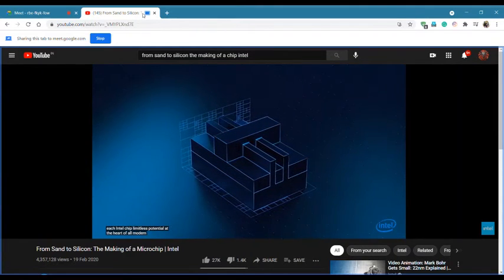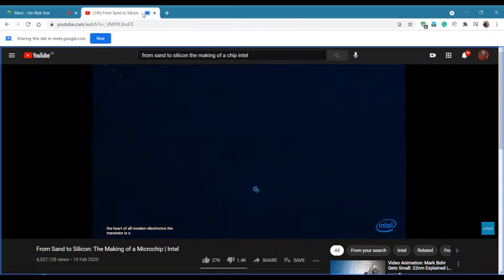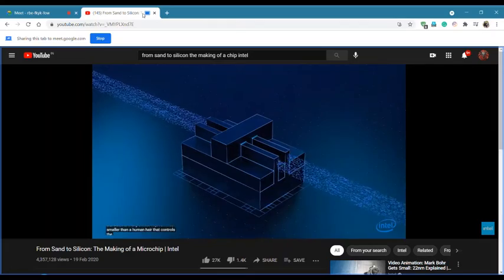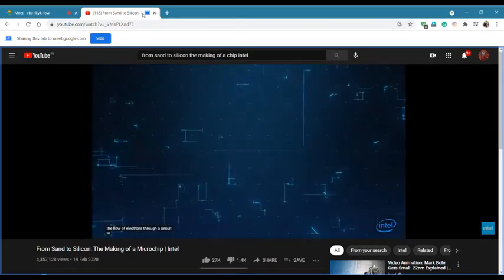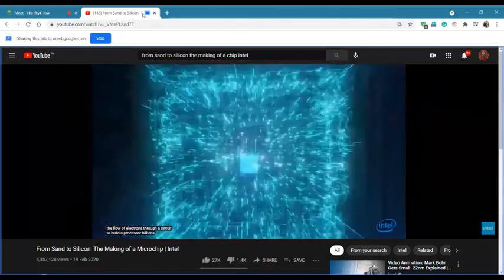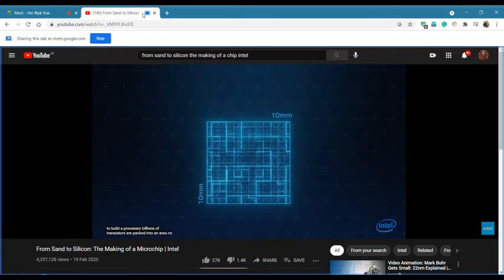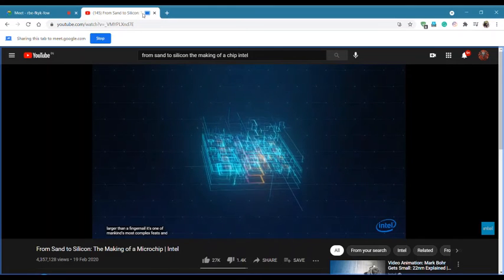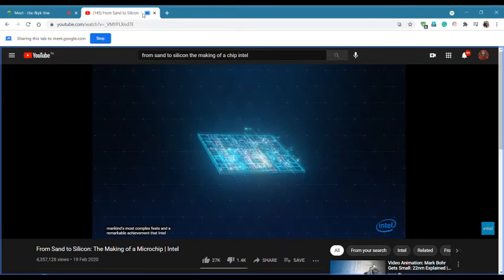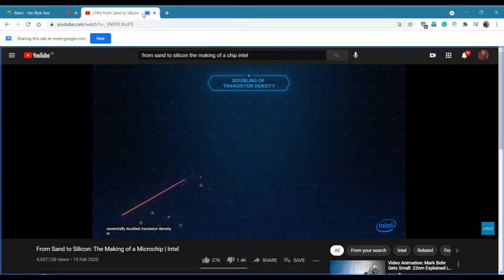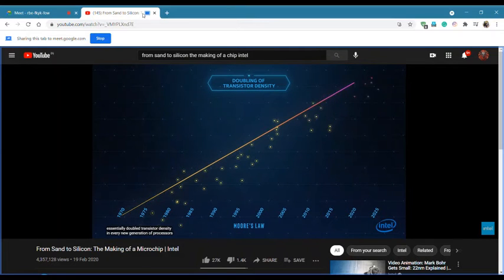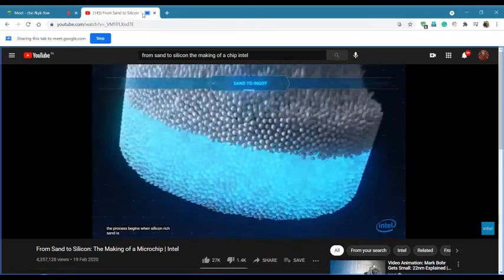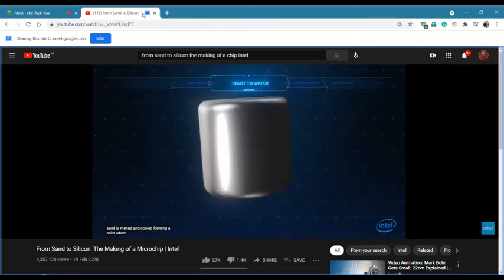At the heart of all modern electronics, the transistor is a tiny switch 10,000 times smaller than a human hair that controls the flow of electrons through a circuit. To build a processor, billions of transistors are packed into an area no larger than a fingernail. It's one of mankind's most complex feats, and a remarkable achievement that Intel has essentially doubled transistor density in every new generation of processors. The process begins when silicon-rich sand is melted and cooled, forming a solid, which is then sliced into wafers.